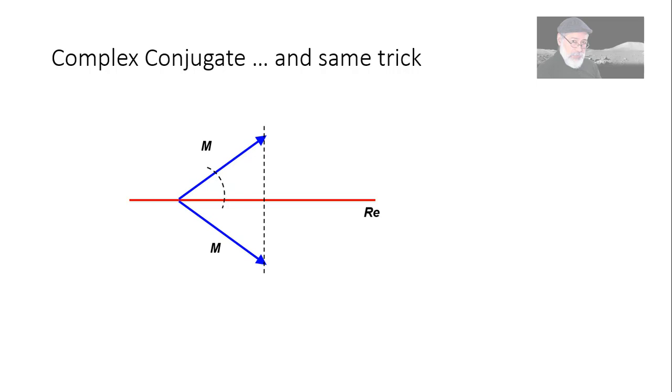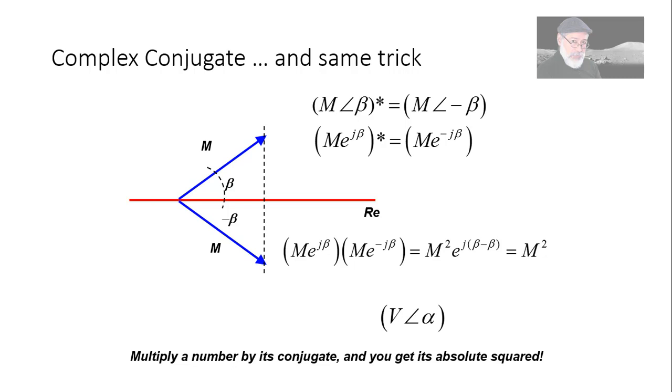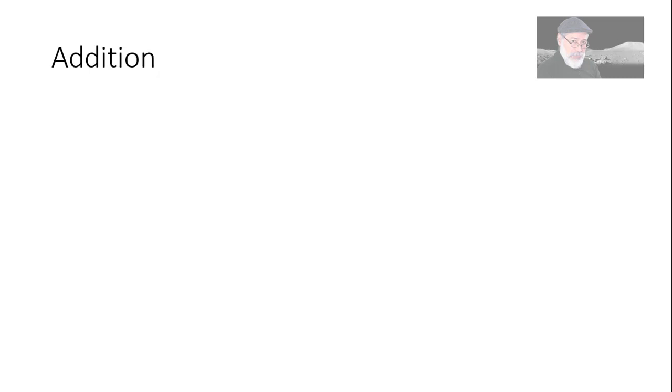Those two numbers, conjugates of each other, have the same absolute value, but their arguments have opposite signs. The conjugate of M beta is M negative beta, and vice versa, right? Multiply the conjugate by a complex number, and what you get is the square of its absolute value. Same as before, and you know why that's important to compute power. Soon enough, we will learn we multiply the voltage as a complex number by the conjugate of the current as a complex number, and that is going to be power soon enough.